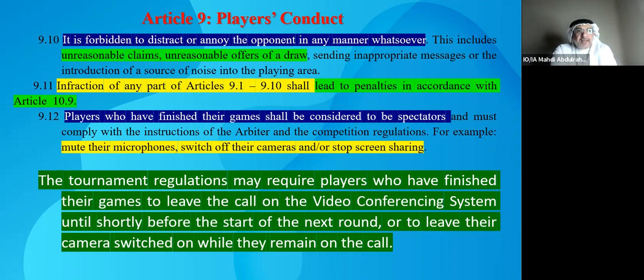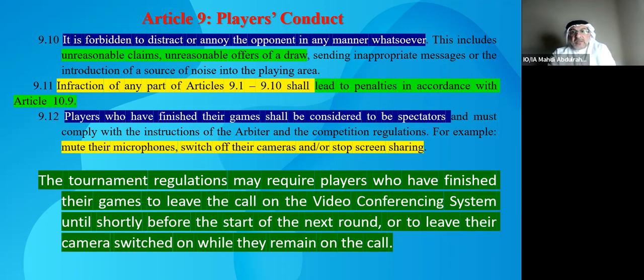This includes unreasonable claims. So every time you stop the clock, claims, arbiter, the player shaking the table, or telling bad words, arbiter. Okay, maybe what he is saying is not true. For that, unreasonable claims, unreasonable offers of a draw. He said no draw. How many times? More than 5 times. This is also a source of noise in the playing area, not allowed.